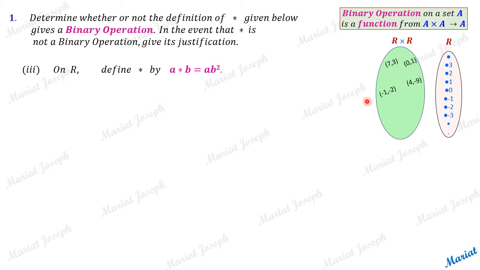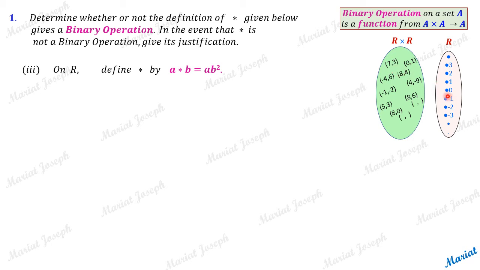Now, each pair, how will it be related to each single element? The rule is given here. A star B is equal to AB square. First number star second number is equal to first number into square of the second number. So for example, if you're going for 7 star 3, that is the image of 7, 3, 7 is the first number, 3 is the second number. 7 into 3 square. 3 square is 9. 7 into 9, that is 63. So the 7, 3 pair will be related to 63.